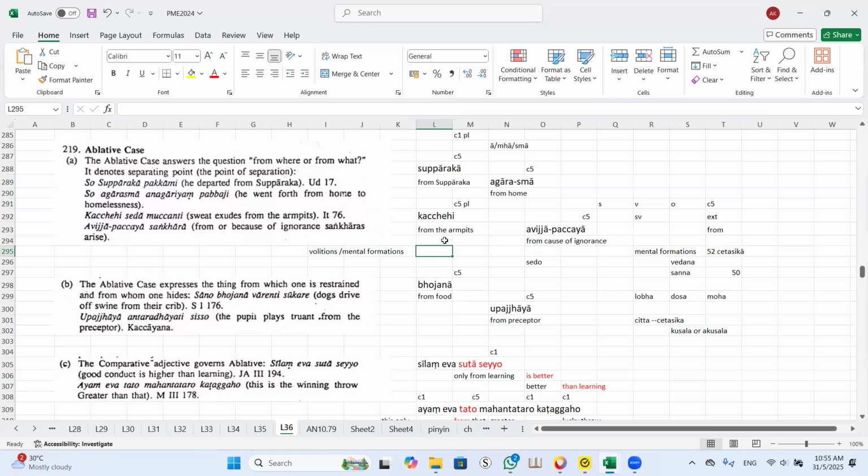And then the nama: take the five aggregates and take out the rupa, and it will be Vedana, Sanya, Sankhara plus Vijnana. But in Abhidhamma, the Sankhara will split into the Cetasika because it's mental. Avijja paccaya sankhara, sankhara paccaya vijnana, vijnana paccaya nama rupa.